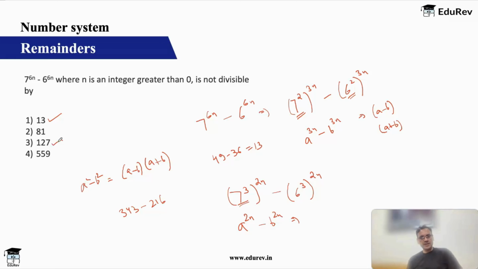So it is divisible by 127 also. And it is divisible by a plus b, which is this plus this, which will give you how much? 559. So it is divisible by 559 also. Okay, so what is it not divisible by? It is not divisible by 81. So that is the answer for this question, using the simple concept of a to the power n minus b to the power n. Okay, let's do one more similar question on this.